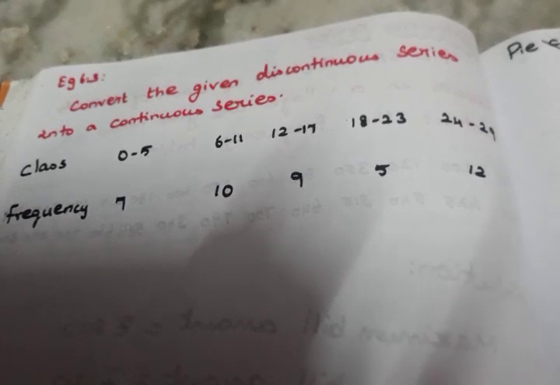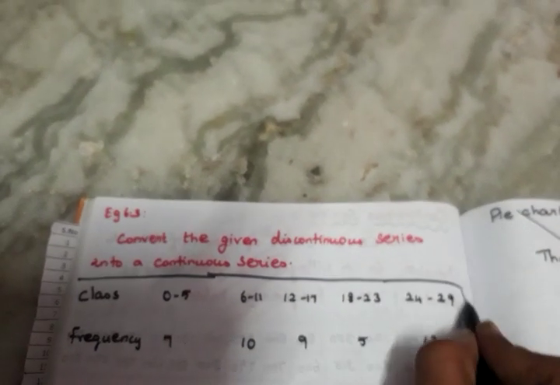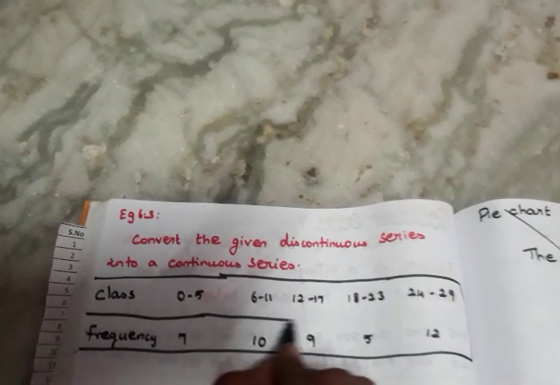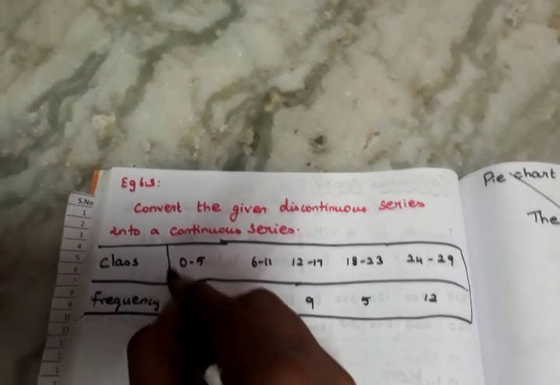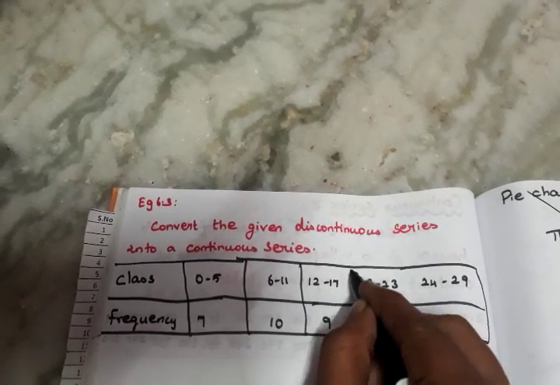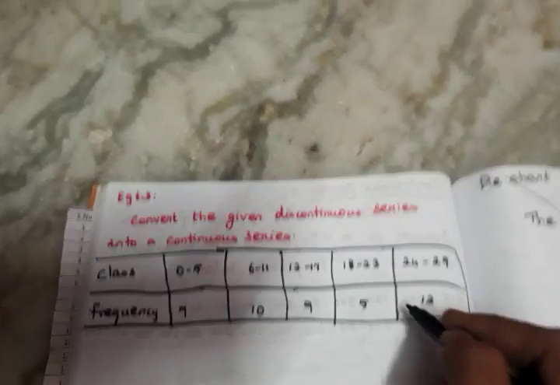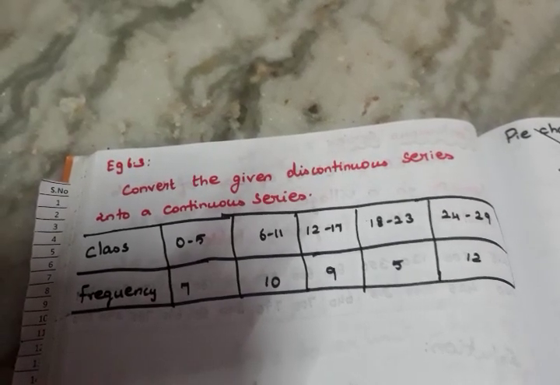Example 2. Convert the given discontinuous series into a continuous series. Class, frequency. You already know the class interval formula: upper limit minus lower limit. Then next, the continuous series, same method. The next, the gap: half of the gap.